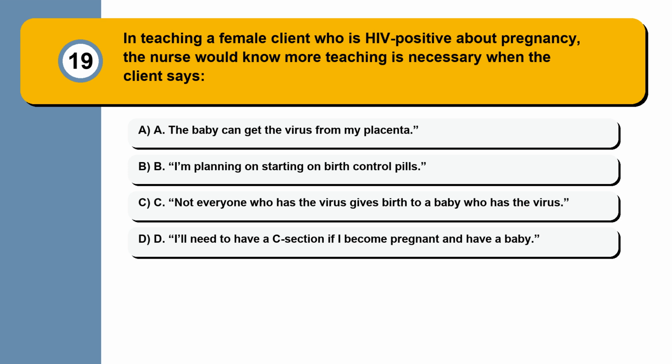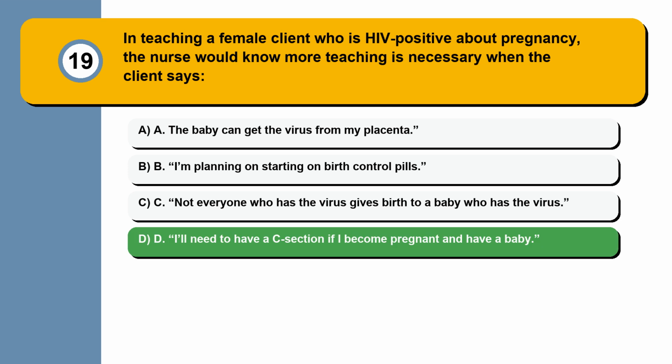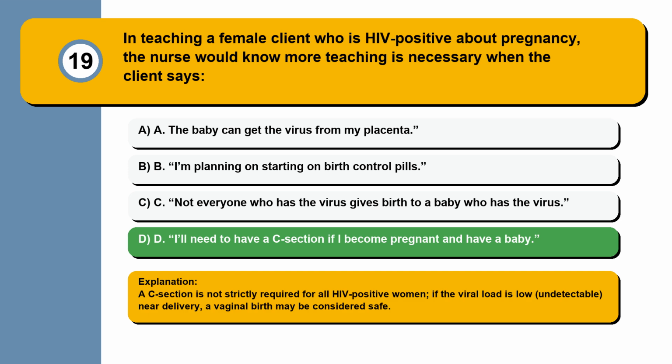Question 19. In teaching a female client who is HIV positive about pregnancy, the nurse would know more teaching is necessary when the client says, A. The baby can get the virus from my placenta. B. I'm planning on starting on birth control pills. C. Not everyone who has the virus gives birth to a baby who has the virus. D. I'll need to have a C-section if I become pregnant and have a baby. A C-section is not strictly required for all HIV-positive women. If the viral load is low, undetectable, near delivery, a vaginal birth may be considered safe.